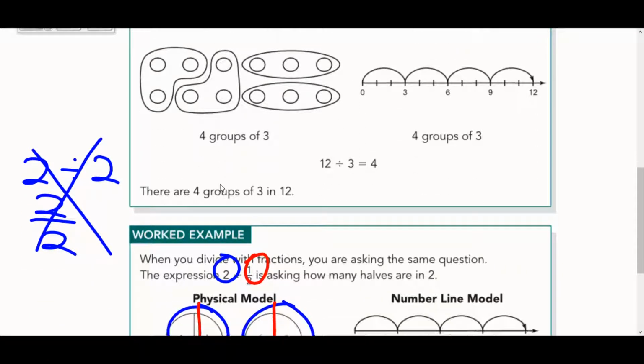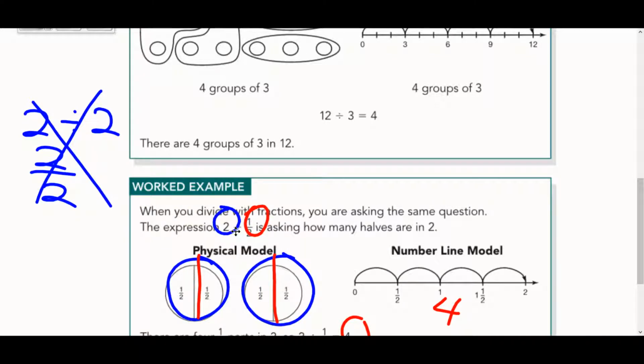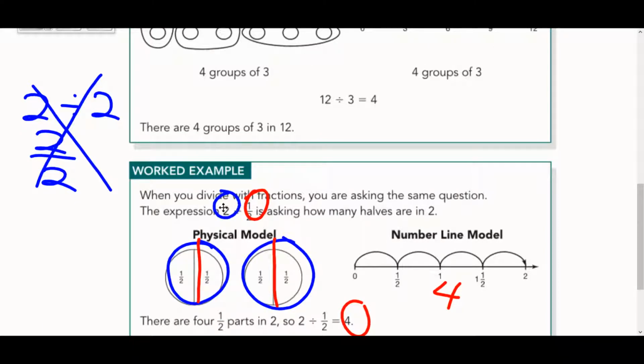All right, so here we go. 2 divided by 1/2. I color-coded this because I wanted you to see that this 2 is represented by these 2 whole circles. And then when I divide it by 1/2, I'm cutting them into halves. Okay, hence the red line.